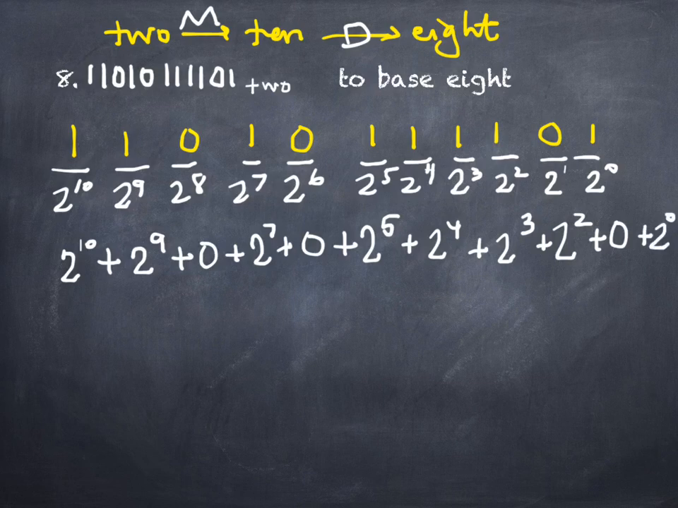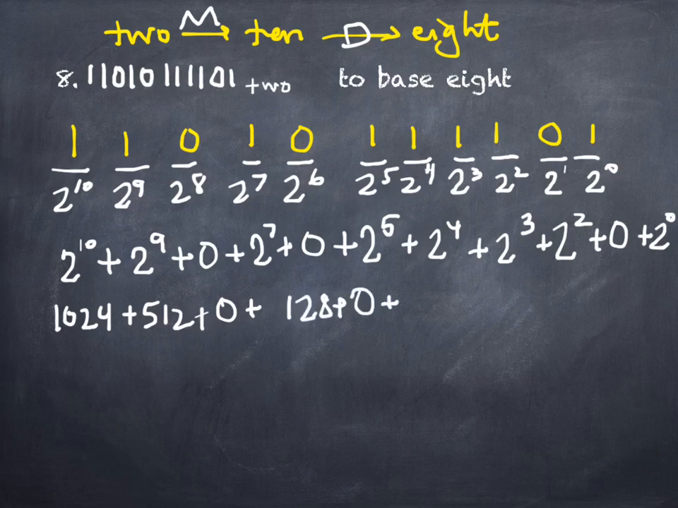So let's do some powers of 10. I'm sorry, powers of 2. 2 to the 10th is 1024. 2 to the 9th is 512. Of course, I've got that 0 there. 2 to the 7th is 128. Got yourself another 0. 2 to the 5th is 32. 2 to the 4th is 16. 2 to the 3rd is 8. 2 squared is 4. Have myself another 0, and then 2 to the 0 is 1.